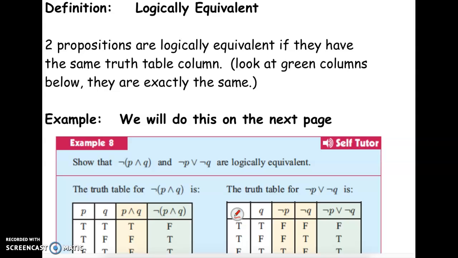This is part of lesson 8C1. The definition for this example is working with logically equivalent. Two propositions are logically equivalent if the two columns are exactly the same in a truth table. So I'm going to scroll down in this example in just a minute. I just want you to highlight again the definition for logically equivalent is when two propositions have the same truth table columns. And we're going to do this example 8 on the next slide.